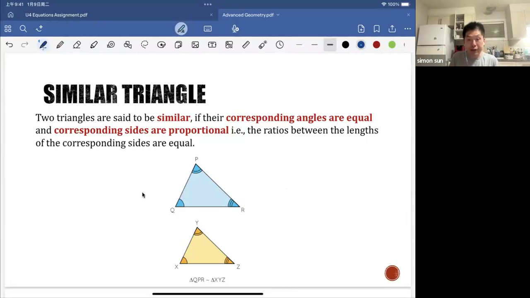So what is similar triangles? Two triangles are similar if their corresponding angles are equal and their corresponding sides are proportional. In simple words, the shape will be the same. The only difference will be the sides, right? That's the definition of similar triangles.